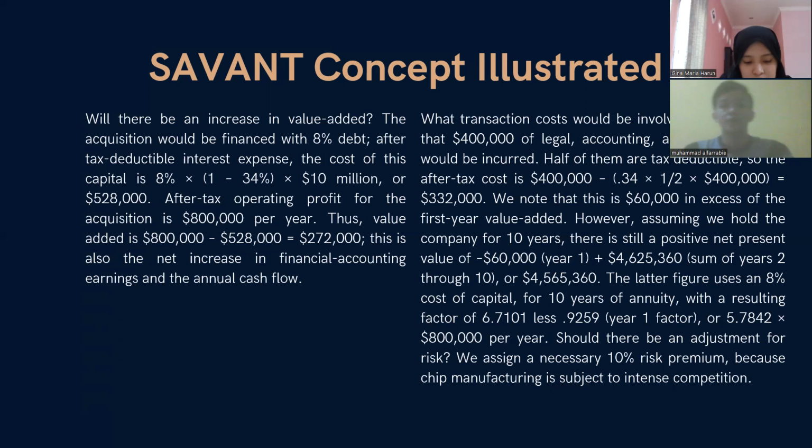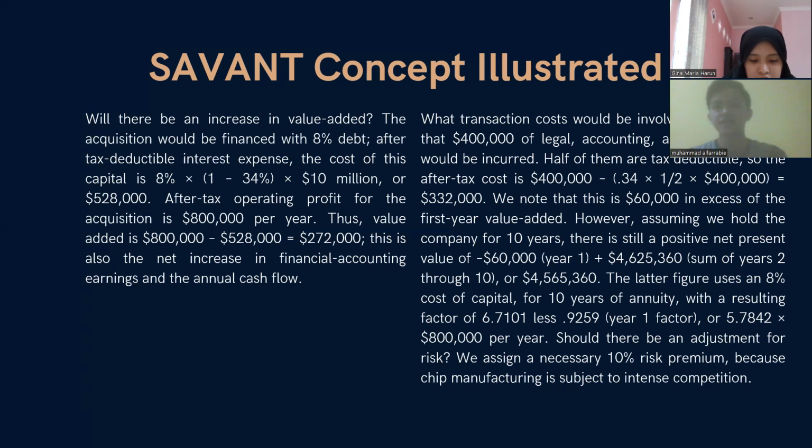Well, what transaction cost would be involved? We ascertain that $400,000 of legal, accounting, and loan fee cost will be incurred. Half of them are tax deductible. So the after-tax cost is $400,000 minus 0.34 multiplied by half multiplied by $400,000, which equals $332,000. We know that this is $60,000 in excess of the first year value added.